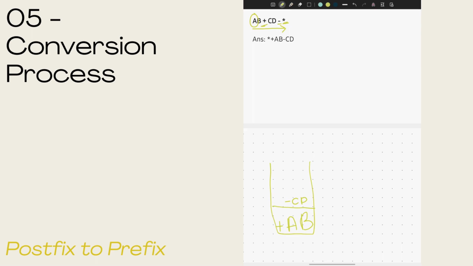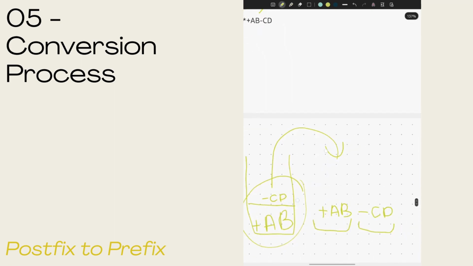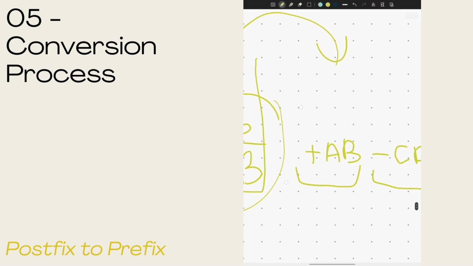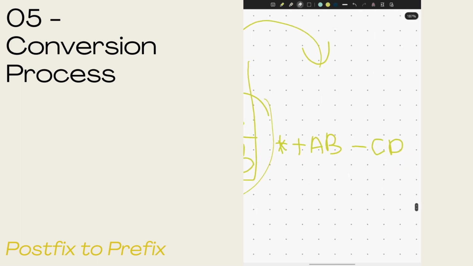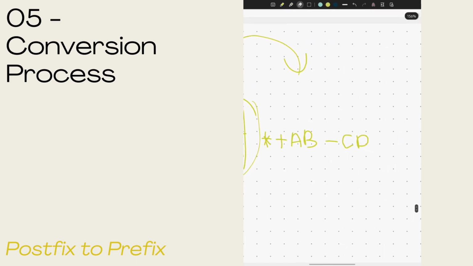Then we encounter multiply, so we pop these two, negative C, D, and then plus A, B. This is two operand. Then we add the symbol, the operator, which is a multiplier. We add it before these two operands, which is here. So our final answer will be multiply plus AB minus CD. So this is going to be our final answer.